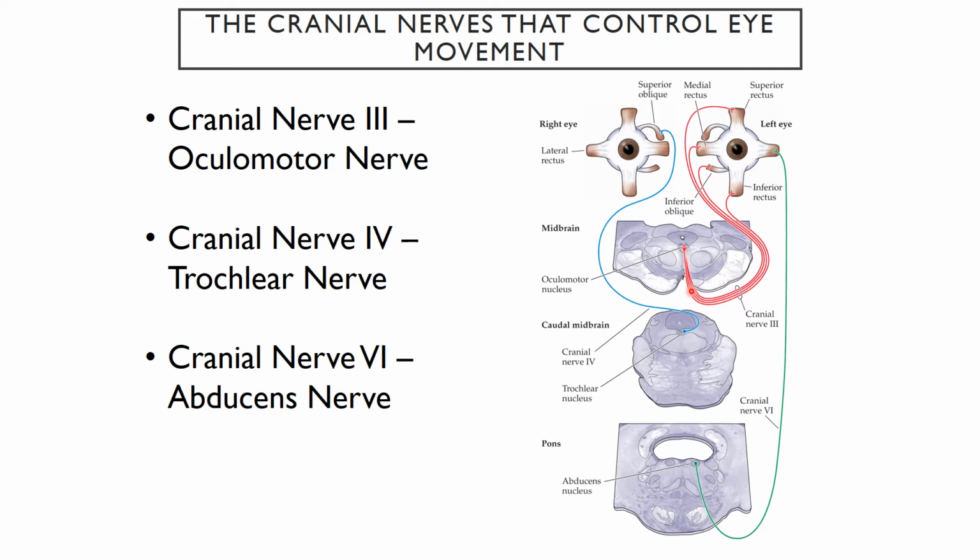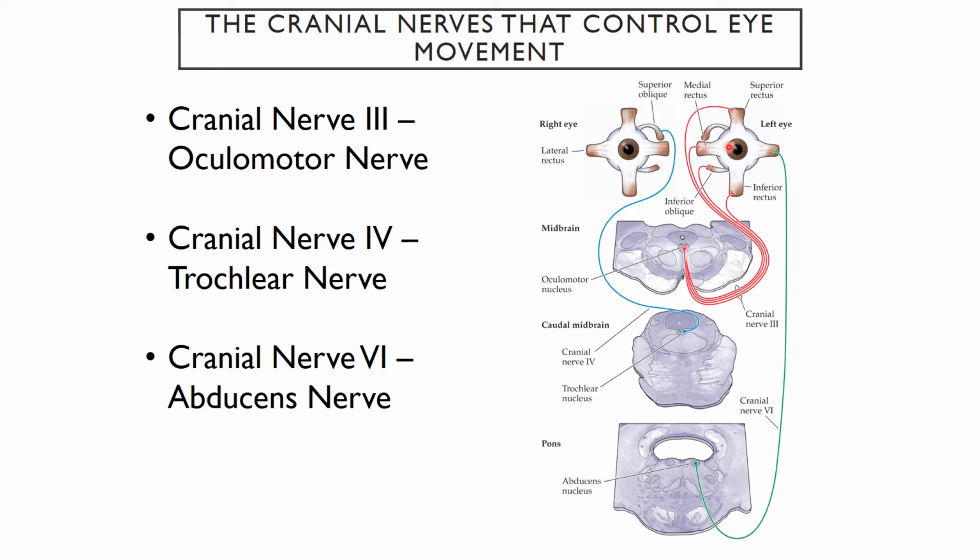The oculomotor nerve gets its name because it innervates the most muscles in the eye. It innervates the inferior rectus, the medial rectus, and the superior rectus. The abducens nerve innervates the lateral rectus. And then the trochlear nerve innervates the superior oblique, so we will not really be focusing on that at all. We're going to be talking mostly about activity from cranial nerve 3, the oculomotor nerve, and the abducens nerve.